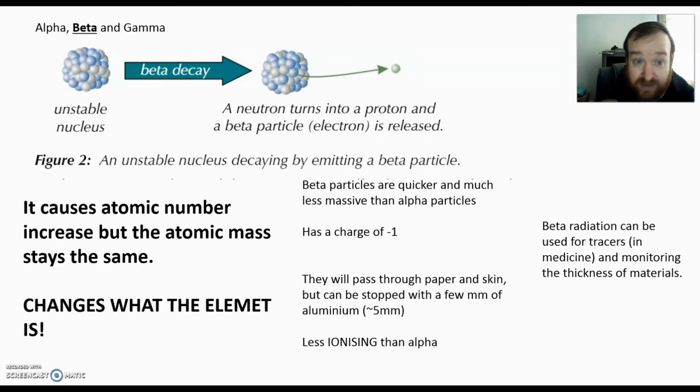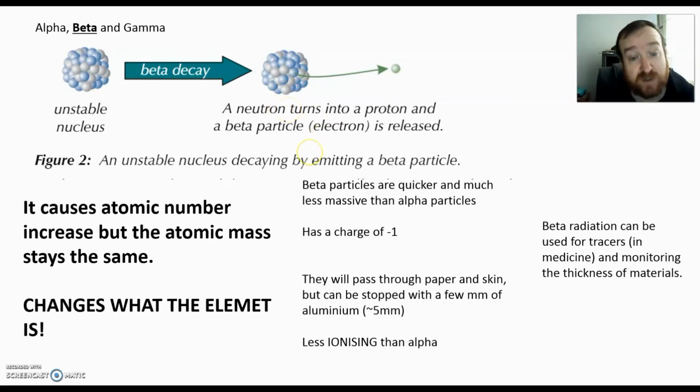And an electron. Now that electron can't stay inside the nucleus, it's not allowed, so it gets spat out, it's emitted. Okay, now it causes the atomic number to go up, because I've got an extra proton. So the atomic number goes up, but the atomic mass doesn't change, it stays the same, because the mass of a neutron and the mass of a proton are the same. So the atomic mass stays the same, but the atomic number goes up. It changes what the element is.